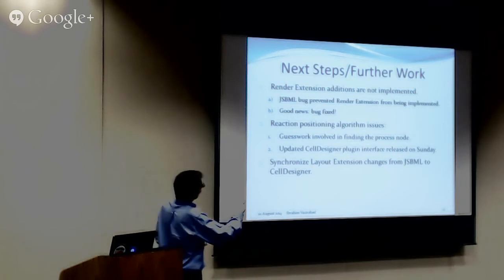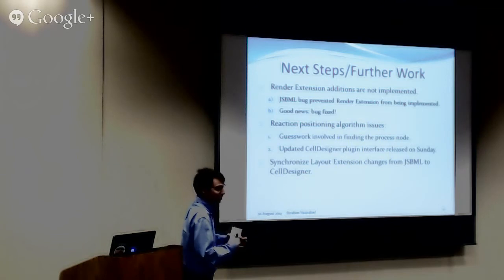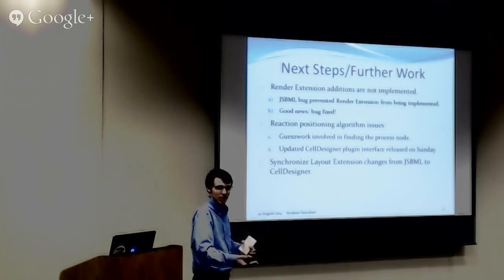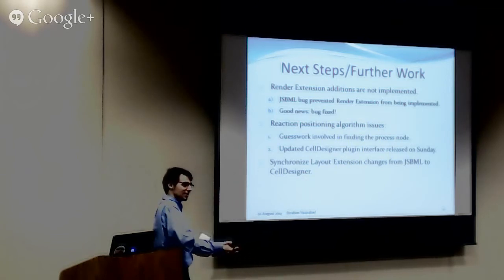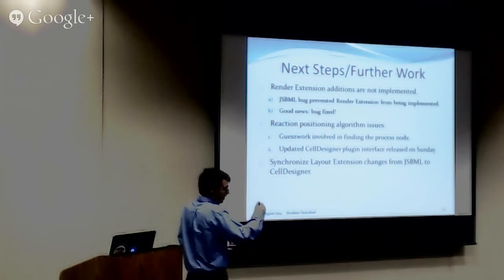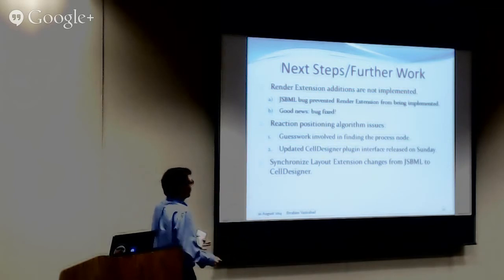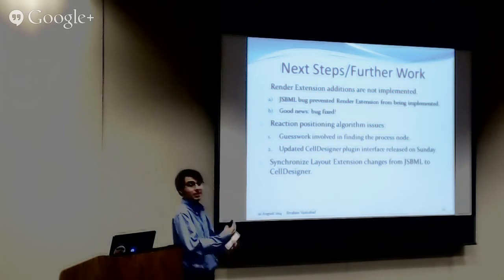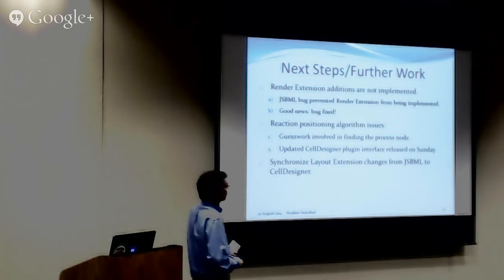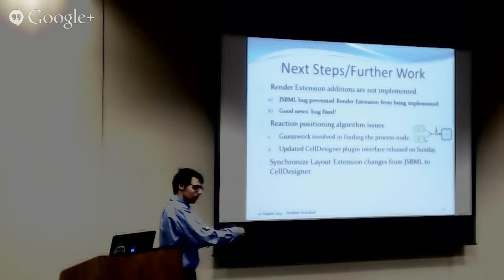Secondly, there were some reaction positioning algorithm issues. If you are familiar with the process node in SBGN, I believe in the layout extension it's called the reaction glyph. In the reaction positioning, we had to position the reaction glyph, and there was some guesswork involved. We had to predict where the reaction glyph was, so some reactions weren't being properly transcribed.